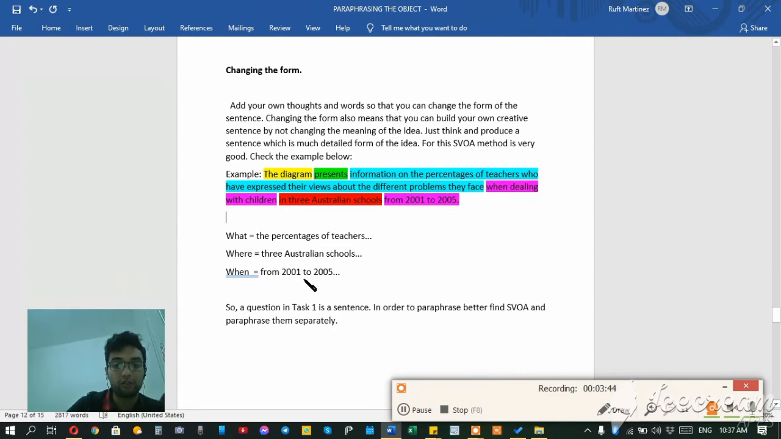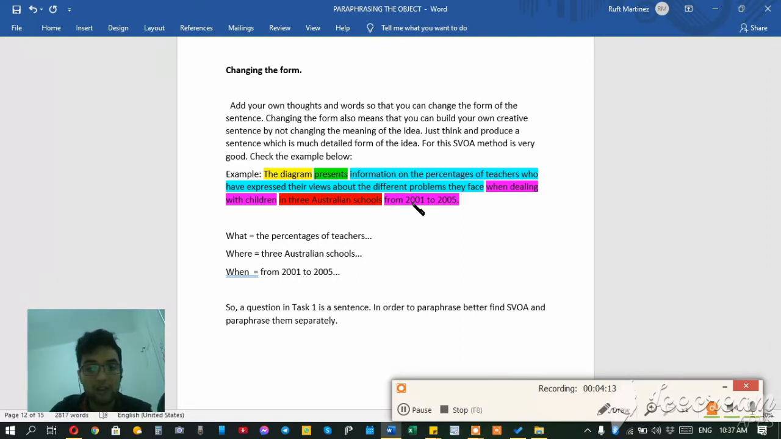When dealing with children, you remember prepositions with ing, infinitive prepositions. Then we learned that when means on. When dealing with children, or on dealing with children, it means the same, like time. When dealing with children in 3 Australian schools. Where? In 3 Australian schools. From when? From 2001 to 2005.